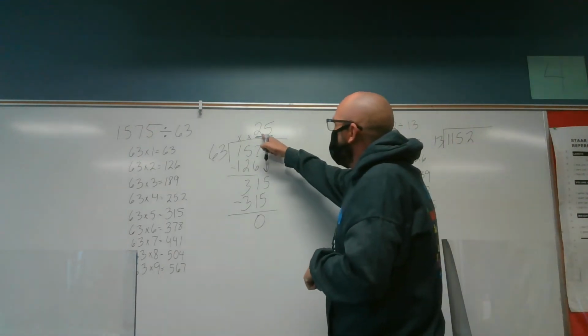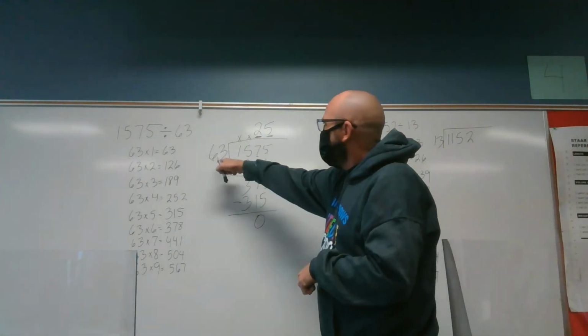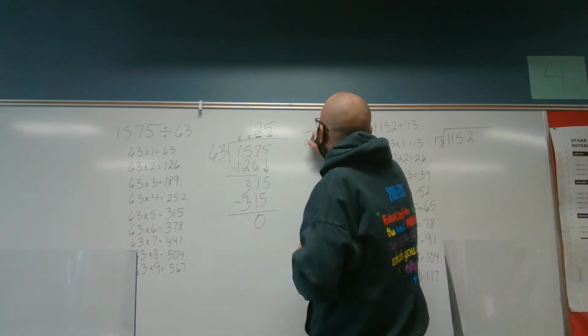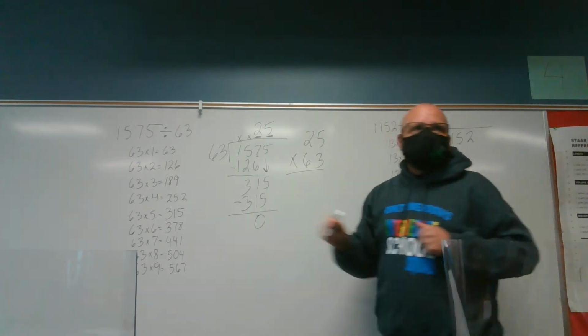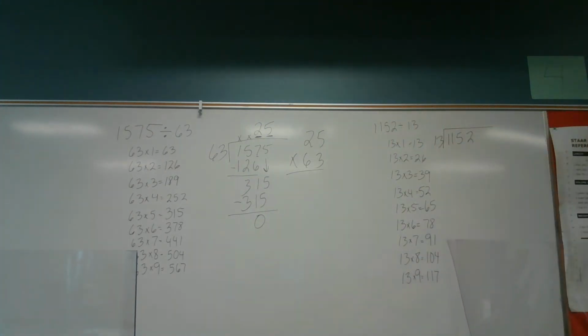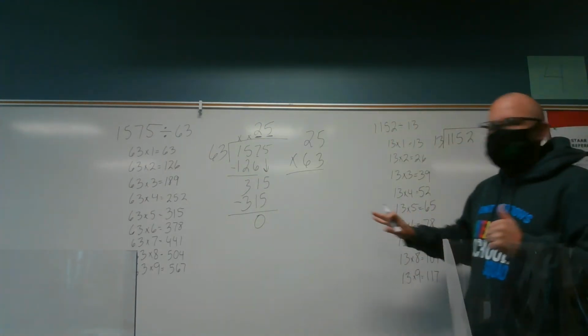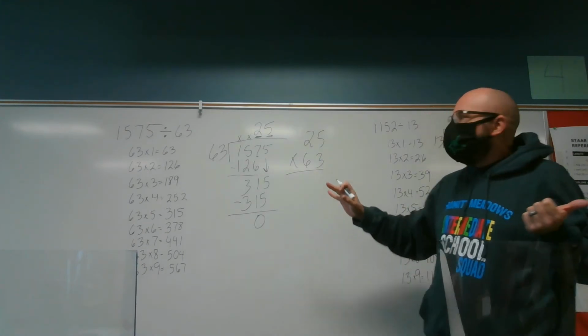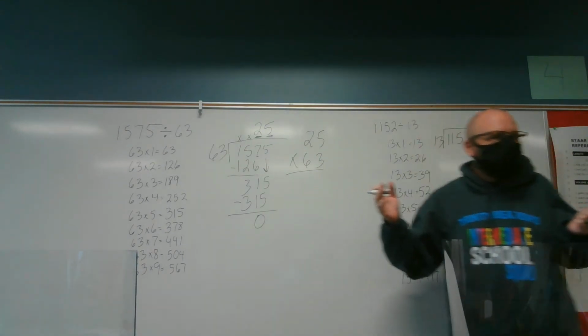And what I do is I multiply 25 times 63. So I multiply my quotient by my divisor. And if I had a remainder, I would add that, but I don't.